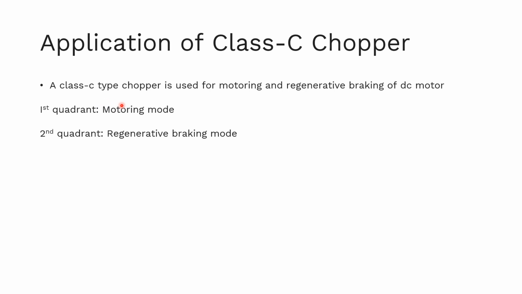Class C chopper is used for motoring and regenerative braking of a DC motor. In the first quadrant operation, the DC motor operates in motoring mode, in which it receives power from the source. When braking is applied to the motor, it behaves as a generator and supplies power to the source. So this is used for a regenerative braking application.